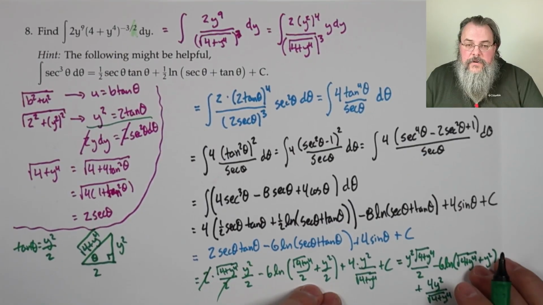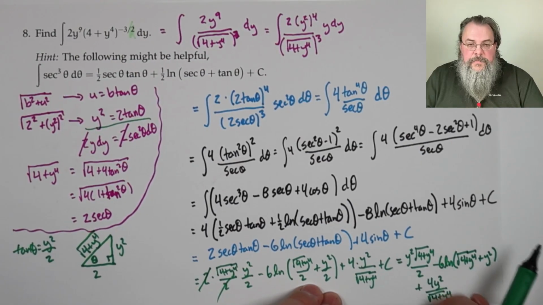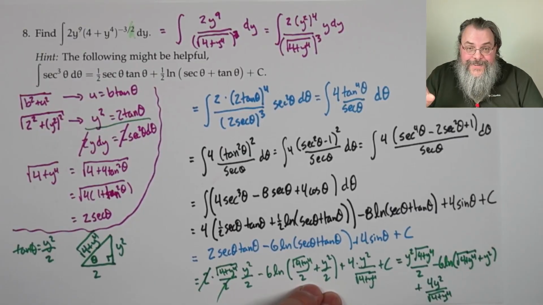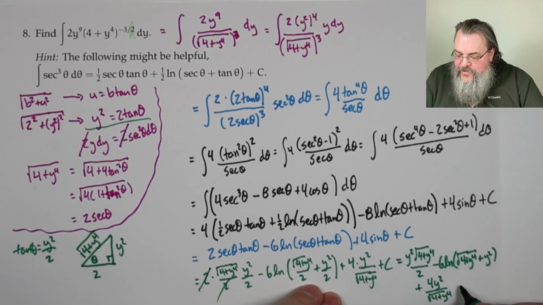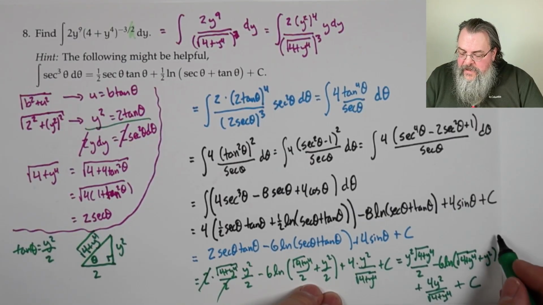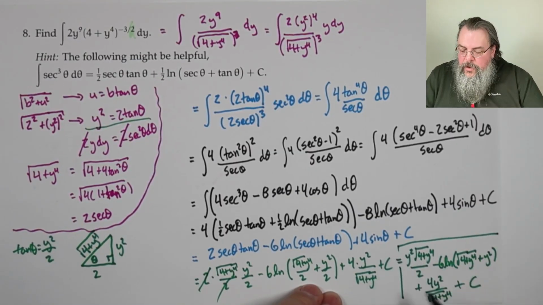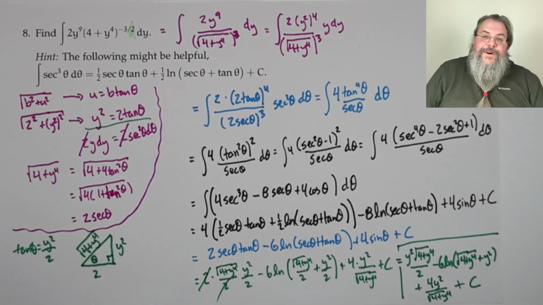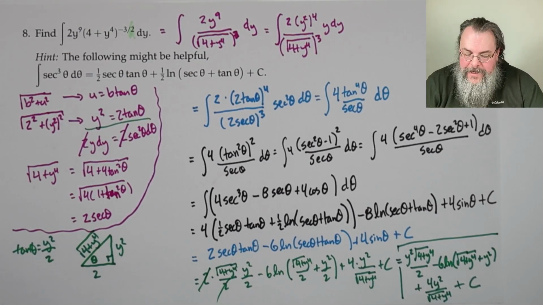And now, if you did a little bit of algebra, you could put these together. We're not going to do that. I'm just saying it theoretically could be done. It's not advantageous for us to do that. Plus c. And whew, there we go. There we go. What an answer.